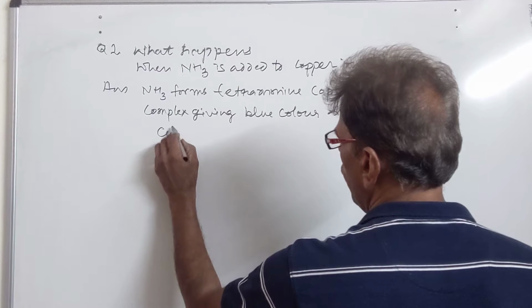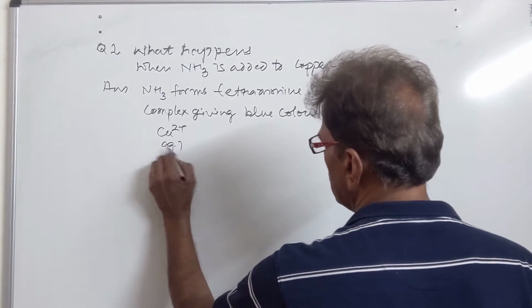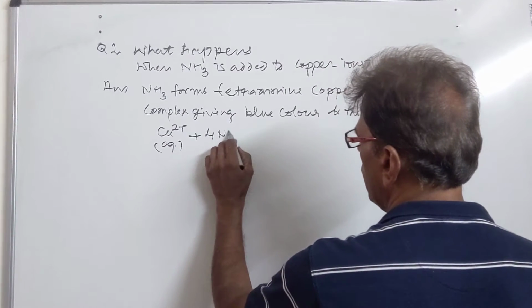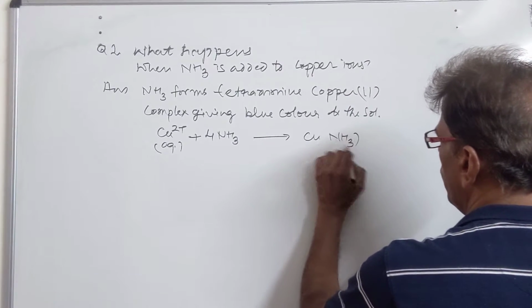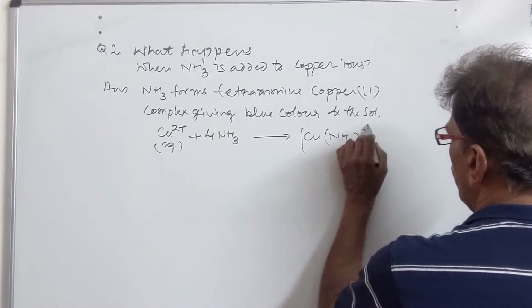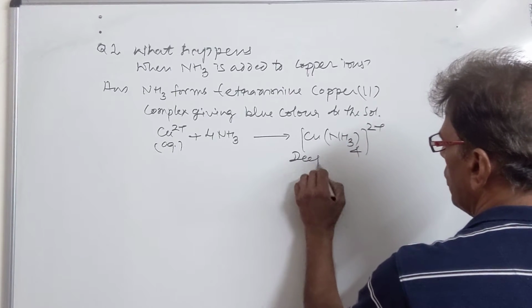So reaction will be copper 2 positive ion in aqueous state combined with 4 ammonia molecules, giving you tetraamine copper 2 sulfate. This has deep blue color.